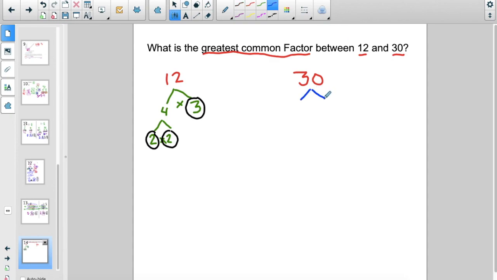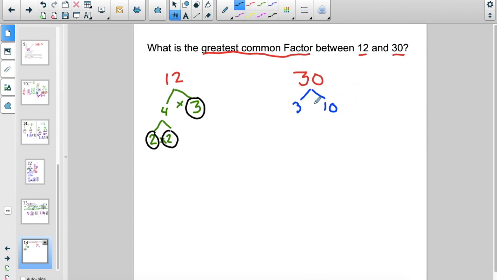30, what times what equals 30? Well, there's a couple options we could start with. We could start with 2 times 15, 3 times 10, or 5 times 6. I'm going to start with 3 times 10. Now, it's okay if you start with 2 times 15 or 5 times 6. Those are both perfect multiples of 30 as well.